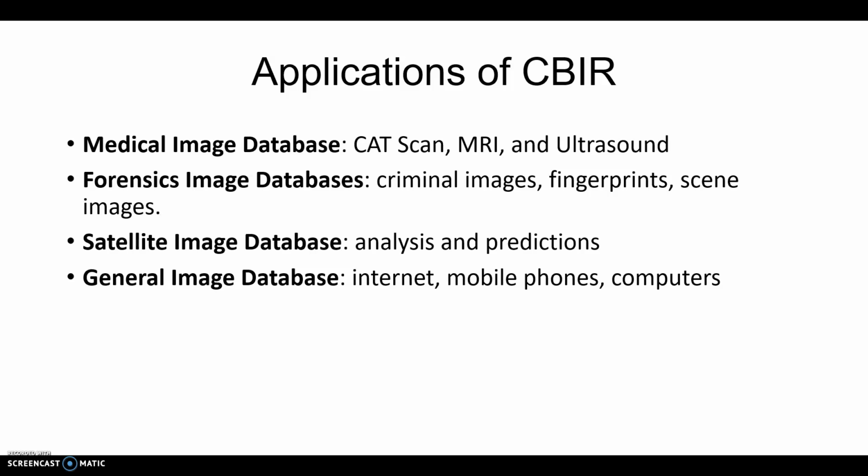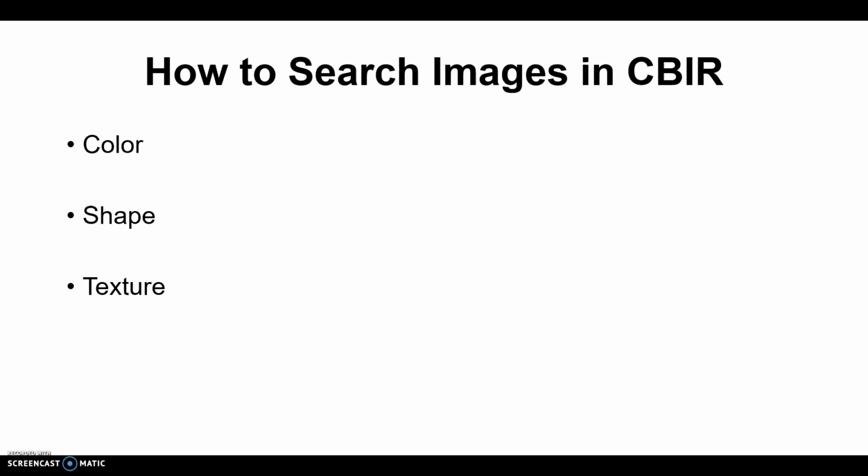The applications of CBIR, pretty much you can use it with medical images like CAT scans, MRIs, and ultrasounds, forensic images like criminal images, fingerprints, scene images, satellite images for analysis and predictions, and general images like your mobile phones and computers that you may have thousands and thousands of pictures on.